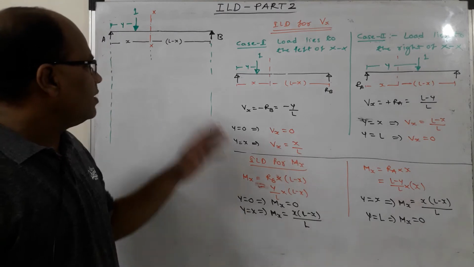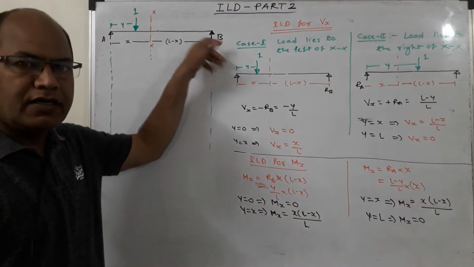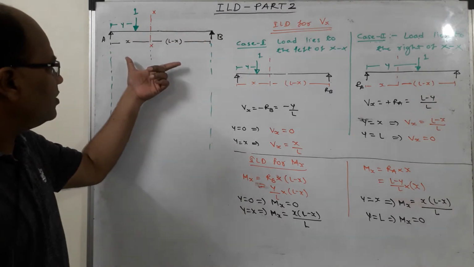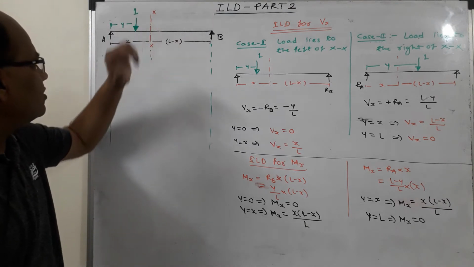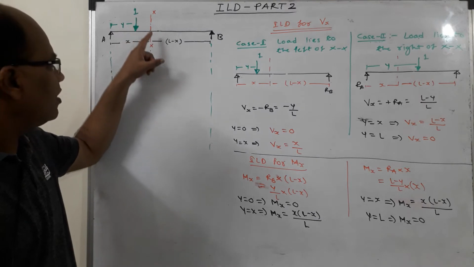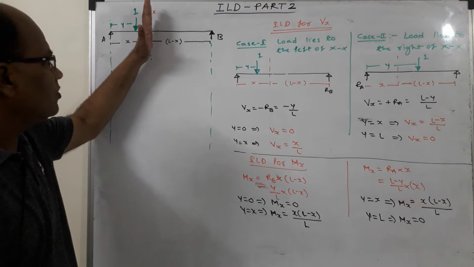So, ILD for shear force and bending moment at a given section. Now in order to explain it, I am considering a simply supported beam AB. Let A be the left hand support, B the right hand support, and let the span of the beam be L. Now let XX be the section for which the ILD for shear force and ILD for bending moment is to be drawn. So the section is given to you.